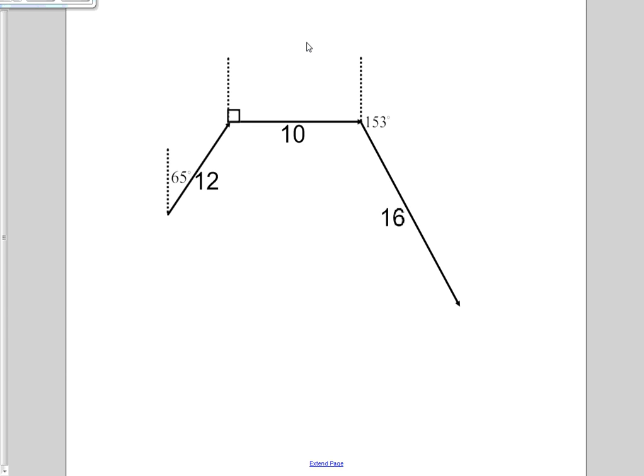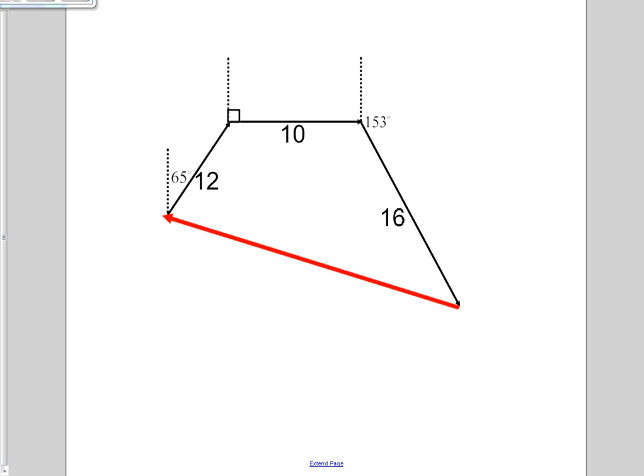Okay, I'm going to try to record number 8 from your test review. So you've got these three vectors coming through here, 12, 10, and 16 are their magnitudes. And then we've got an angle of 65 degrees over here, a right angle right up here at the top, and then the big angle going through here of 153 degrees all the way around. Now the problem is asking us to find the resultant vector to get from here back to here.